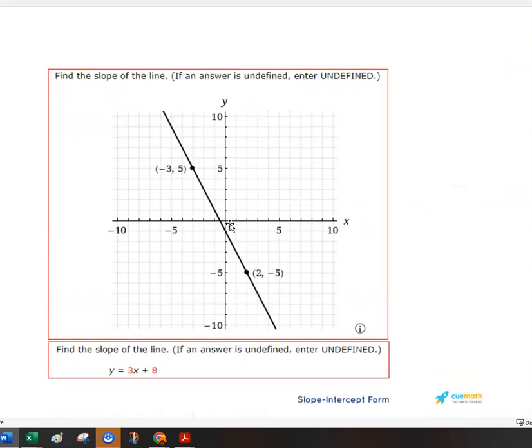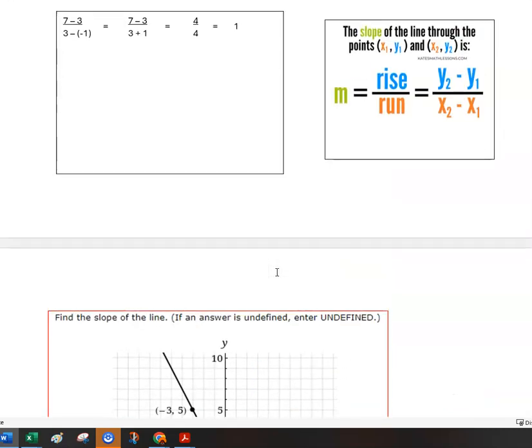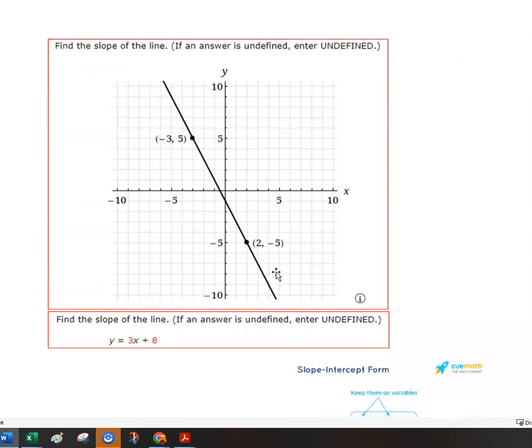Now, finding the slope when you're given the line. If you're given the 2 points, you could put them in this formula, and that will work. So I would do -5 minus 5 over 2 minus -3, and then I would do the math, and voila, I have it. But I can also do something different. So I can find the slope.